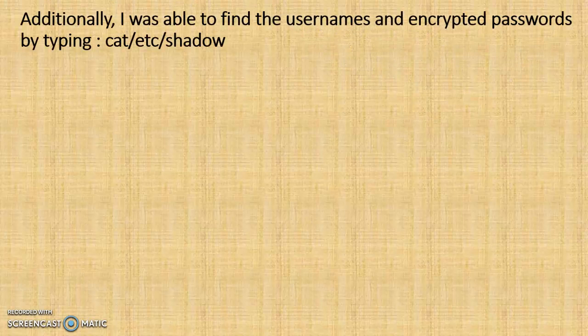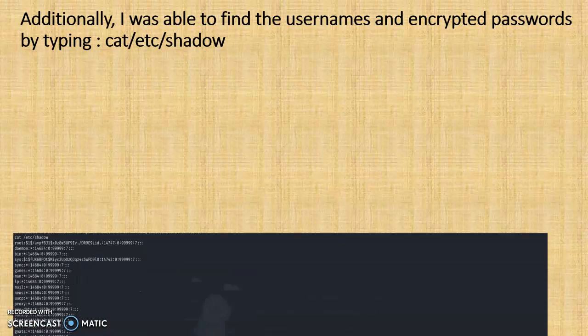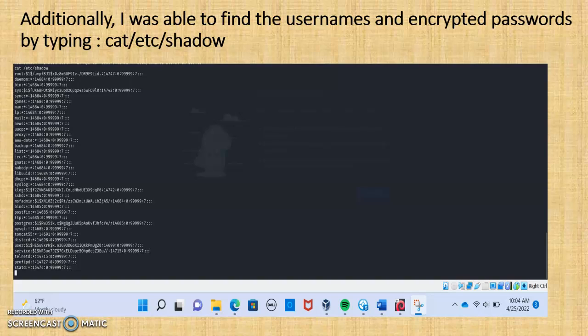Additionally, I was able to find the usernames and the encrypted passwords stored in the Metasploitable 2 VM by using the cat /etc/shadow command. This information can be downloaded and a password decrypting tool can be used to decipher the cipher password strings downloaded from the Metasploitable 2 VM.